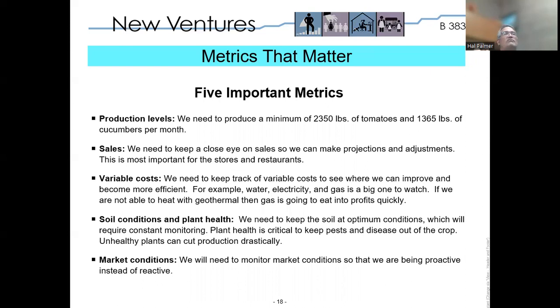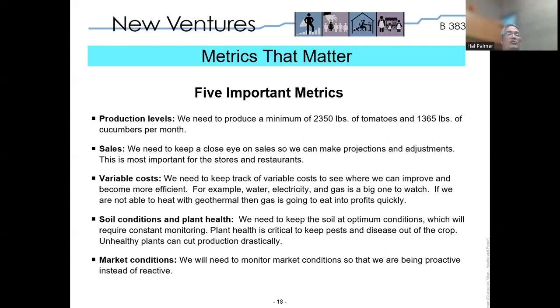The first one would be production levels. We need to have some targets and we need to measure against those targets. So initially we need to produce a minimum of 2,350 pounds of tomatoes and 1,365 pounds of cucumbers per month. Seems like a lot, so we need to really monitor closely. Sales: we need to keep a close eye on sales so we can make projections and adjustments. This is most important for stores and restaurants, those segments.